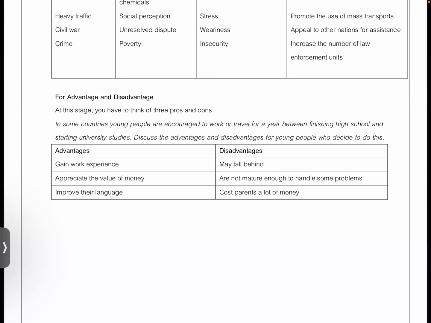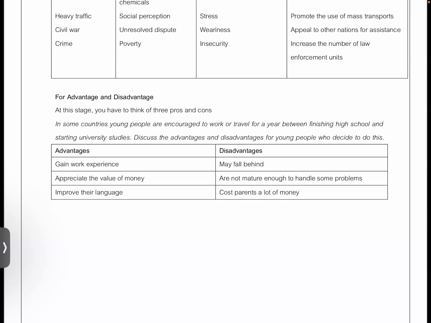So some of the advantages are that they can gain work experience if they do that. Since they work, since they earn money by themselves, they're not asking their parents for money. They will learn to appreciate the value of money. And third, they should be able to improve their language, of course, if they travel abroad during a gap year.